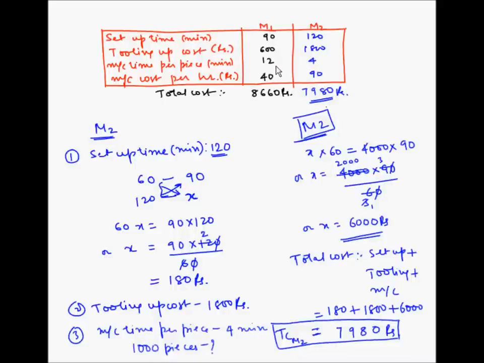The machining time per piece in minutes is lower for M2. So what that means is that M2 is a much more efficient machine in terms of processing the jobs. And the difference per piece is 12 minus 4, which is 8 minutes. And then when you multiply this with the number of pieces, which is 1000, the difference here is 8000 minutes. So that kind of supersedes all these other differences that we had, thereby making M2 a much more economical machine than M1.